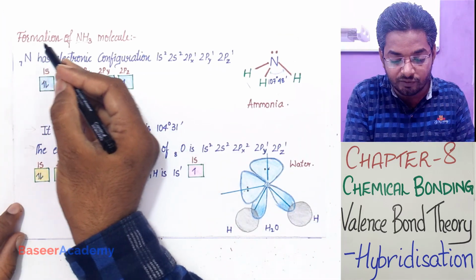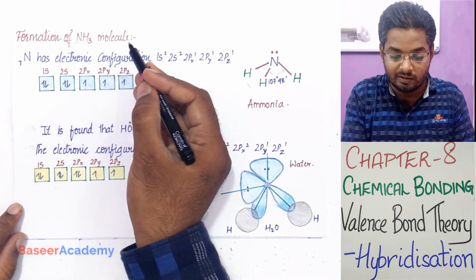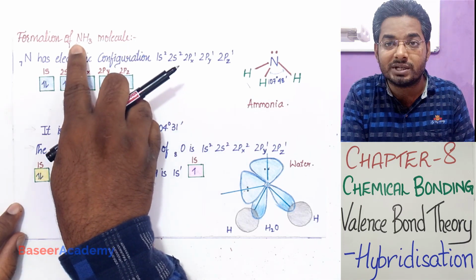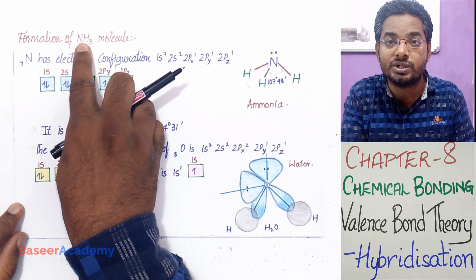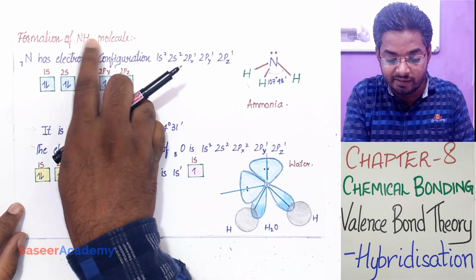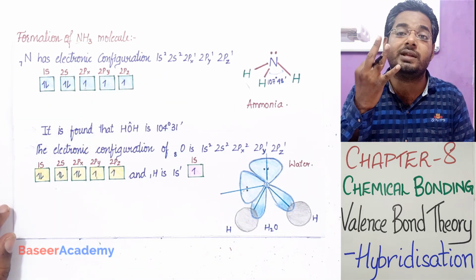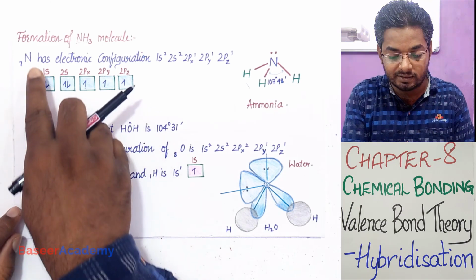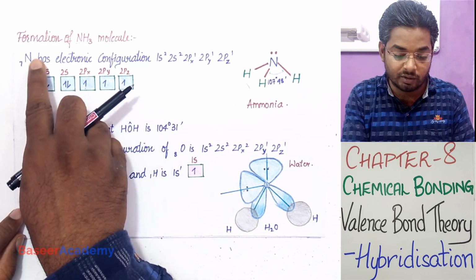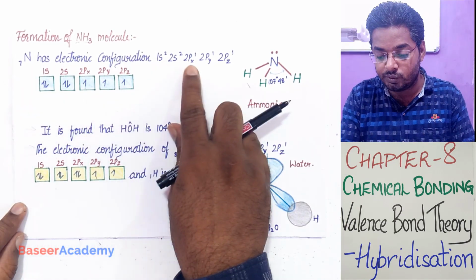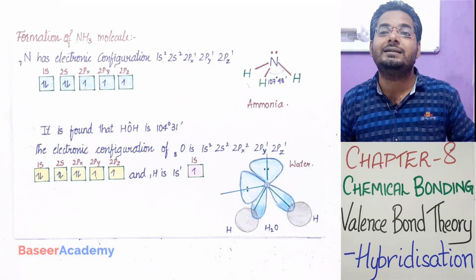Let us now consider the formation of the ammonia molecule. From the chemical formula of ammonia, we see that it has 1 nitrogen atom and 3 hydrogen atoms. It ideally means that 1 nitrogen atom is combining with 3 hydrogen atoms. Let us see the electronic configuration of nitrogen. The atomic number of nitrogen is 7. The electronic configuration is 1s2, 2s2, 2px1, 2py1, 2pz1.